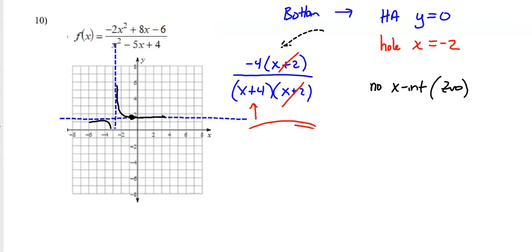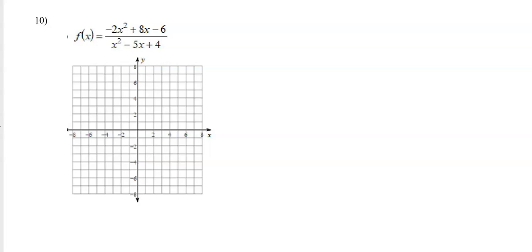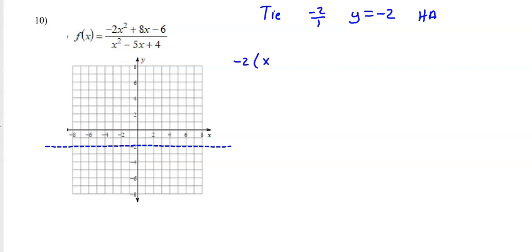So I look at this one. If you're not top heavy, you're not bottom heavy, there is a tie. And when there's a tie, I look at the lead coefficients. So it looks like at y equals negative 2 we have a horizontal asymptote. So y equals negative 2, horizontal asymptote. Let's keep on rolling. Let's factor this joker. So negative 2 gives me x squared minus 4x plus 3 all over... let's go ahead and factor this out. That's an x minus 4, x minus 1.